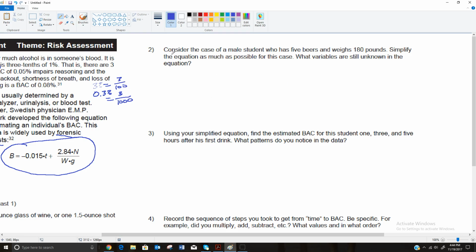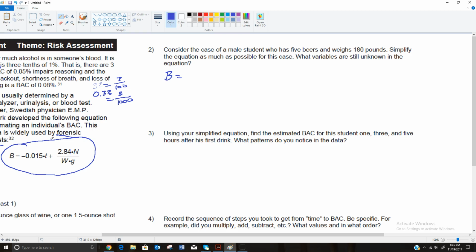So it says, consider the case of a male student who has 5 beers and weighs 180 pounds. Simplify this equation as much as possible for this case. What variables are still unknown? So we're going to start to fill in this equation. This person's blood alcohol content.